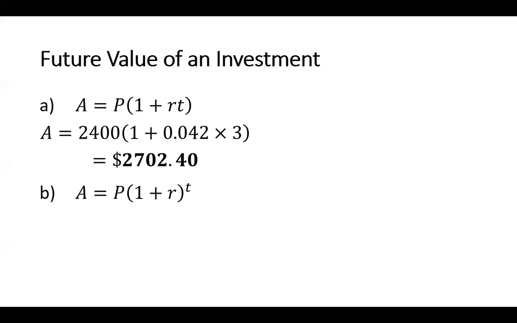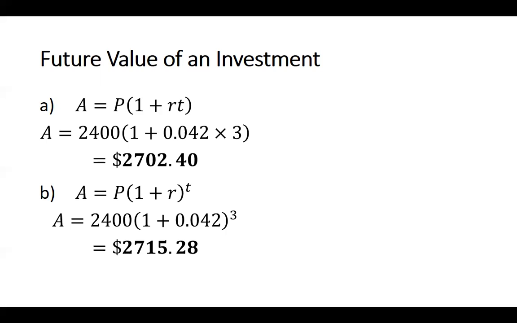Now, if we go to interest compounded annually, our formula changes: A equals P times (1 plus R) raised to the T. And again, remember order of operations. We plug in our principal value of 2,400, our interest rate of 4.2%, always as a decimal, please keep that in mind, and T is 3 years. So we take 1 plus 0.042, cube that value, and then multiply by 2,400. And we get $2,715.28.